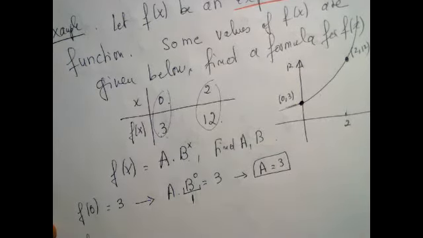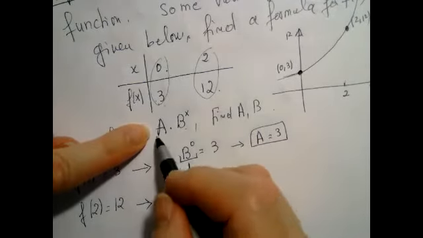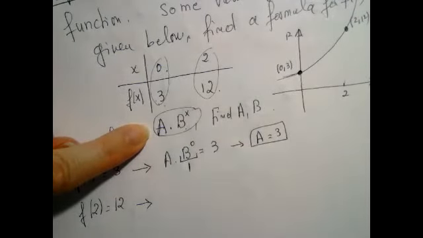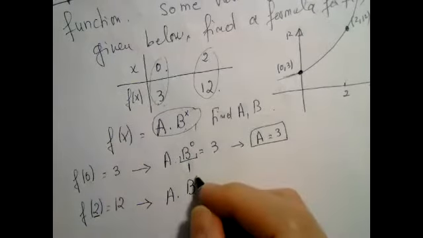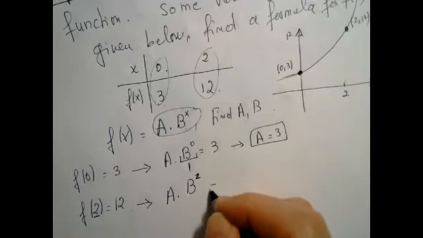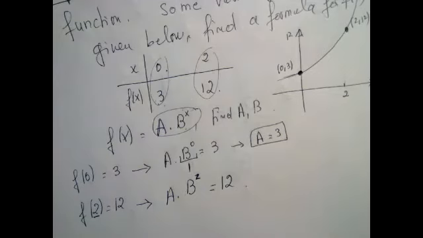Now the other data point is f of 2 is equal to 12. Let's see what this means. I plug in 2 in the expression of the function. It means if I take a times b squared, f of 2, if I plug in 2 for x, I should get 12. That's how we read this.